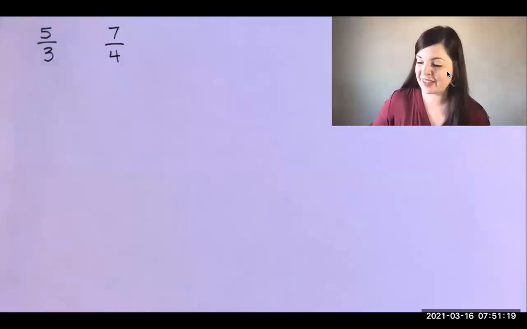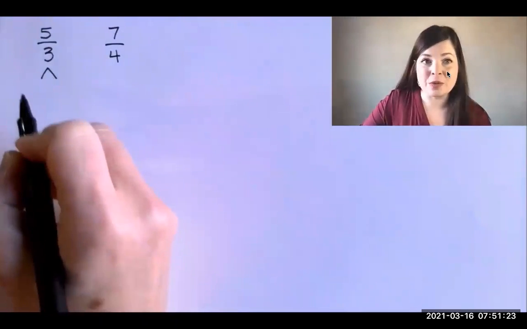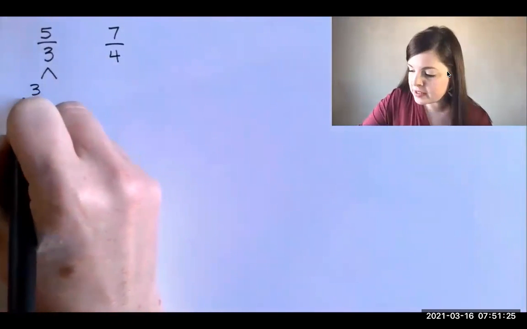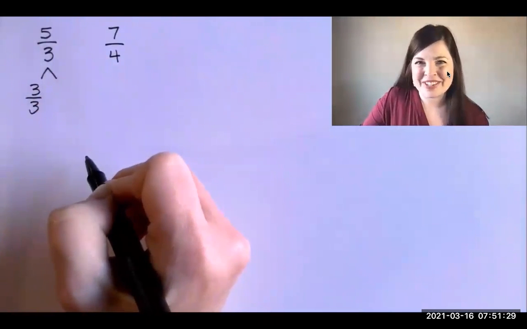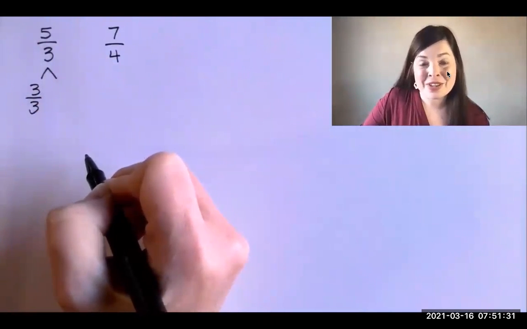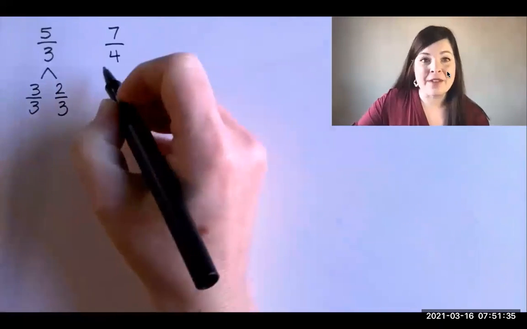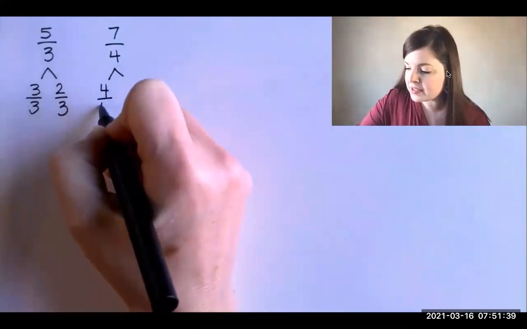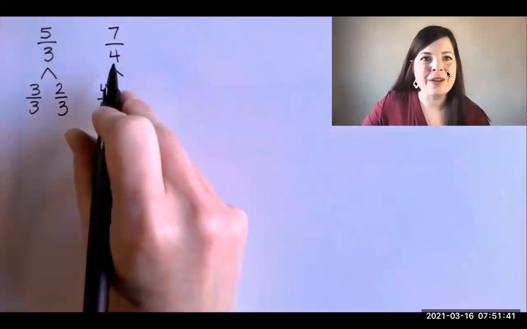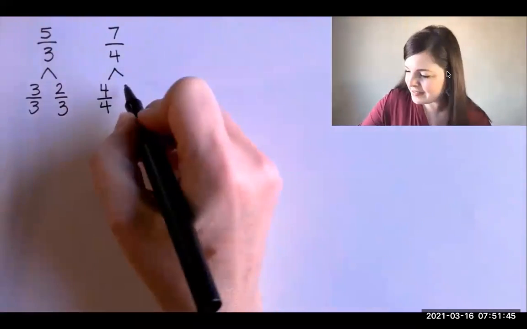Write with me. For 5/3, we can decompose that into 3/3, which equals 1 whole. And then what would be the other part of 5/3? Right, 2/3. And for 7/4, we can decompose that into 4/4, which equals 1 whole. And then what would be the other part of 7/4? Right, 3/4.